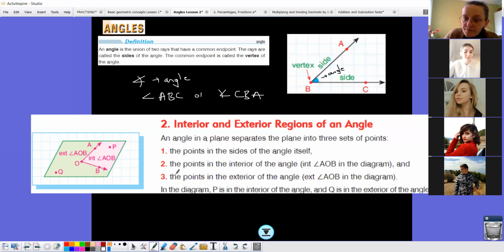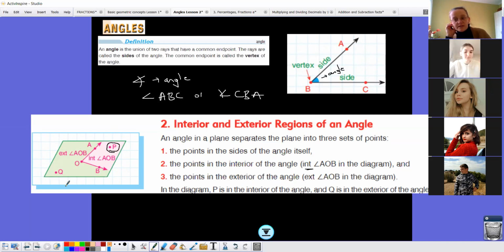Then the second region, I mean, there are three sets of points. The first set is the points on the sides. The second one is in the interior of the angle, and we show it like int. Can you see this int? It means the interior of the angle AOB in the diagram. So which one is in the interior region? It's P, as you can see. P is in the interior region of the angle. And the points in the exterior of the angle AOB, the point Q is in the exterior.